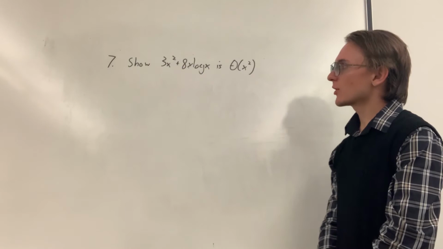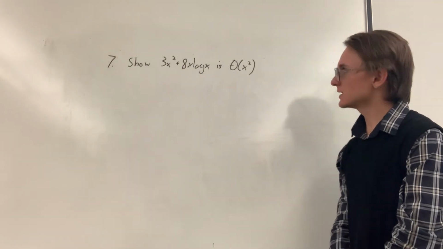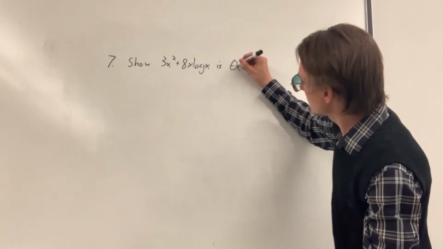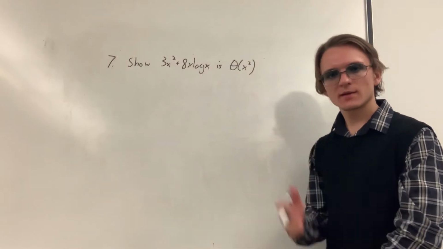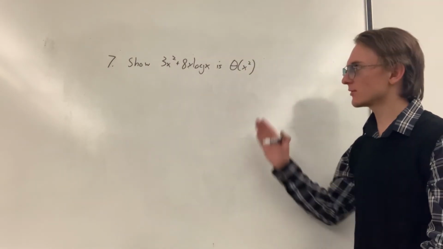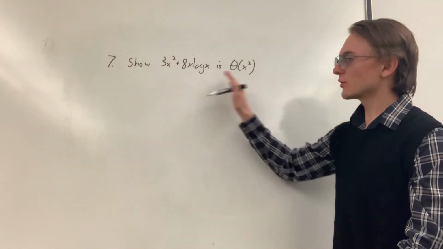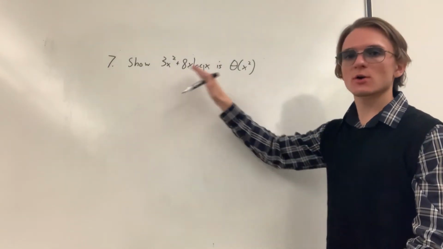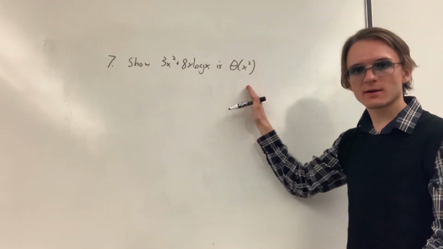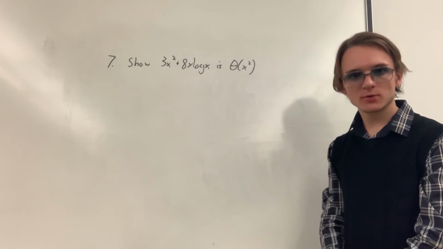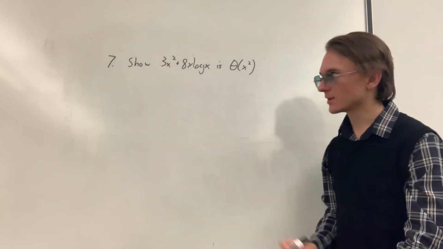So now show 3x squared plus 8x log of x is big theta x squared. Now big theta is a tight bound, so it's also big O of x squared, and this expression is also big omega of x squared. So we're going to have to do two problems, actually.